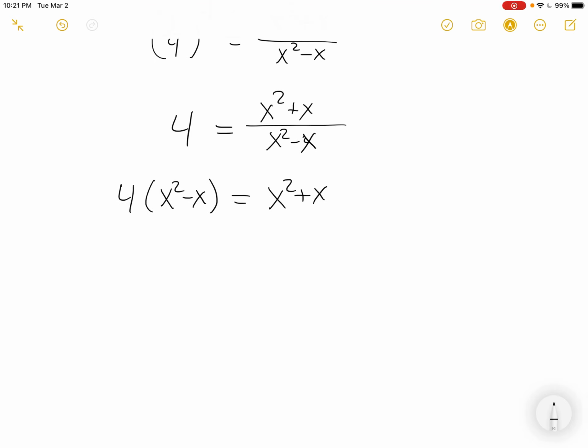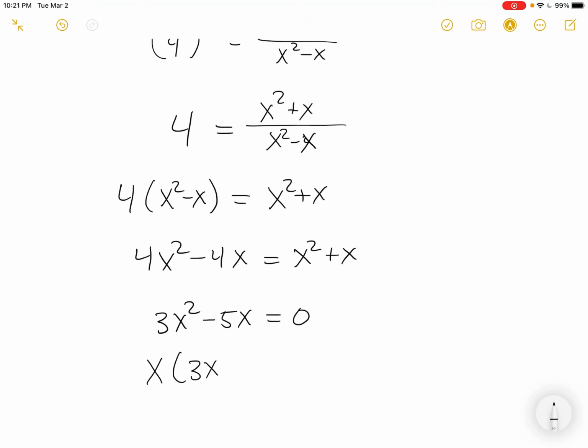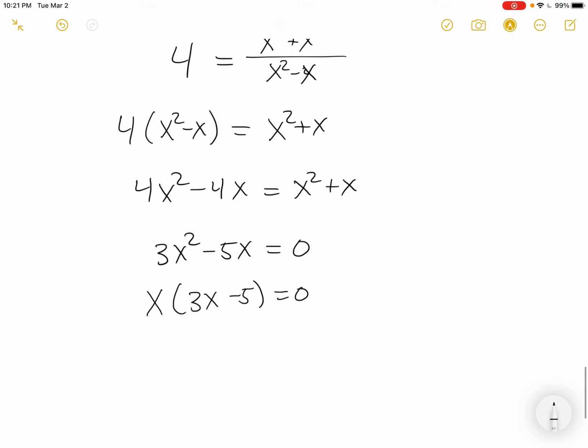You know that you have 4x squared minus 4x. Through pre-algebra, you distribute that through. Okay, now we're going to bring over our x squared. You know you're going to have 3x squareds. We're going to bring over an x. You're going to have a minus 5x is equal to 0. You're going to factor out the x and get 3x minus 5 is equal to 0. You're going to say, oh, that means x is equal to 0, or x is equal to 5/3.